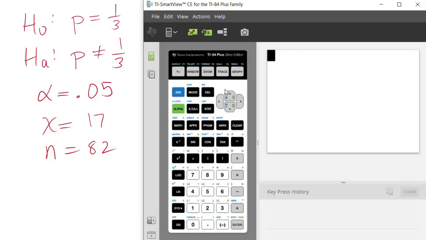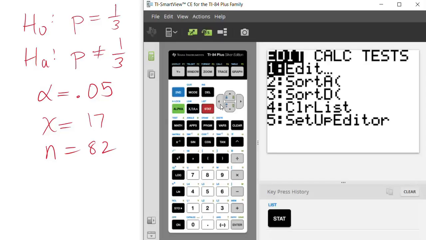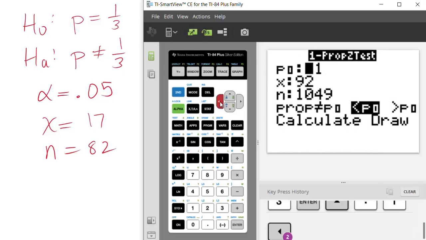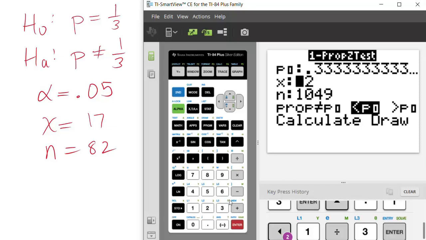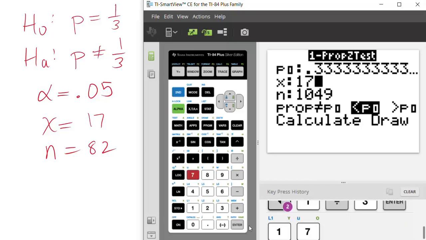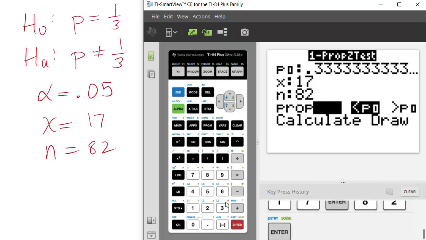We're going to pull up 1-PropZTest. So stat, scroll to tests, choice 5. For p sub 0, I'm just going to type in 1 divided by 3 and let the calculator put in a decimal approximation. x is 17. n is 82. We're going to choose the not equal to symbol, which is the first option here.